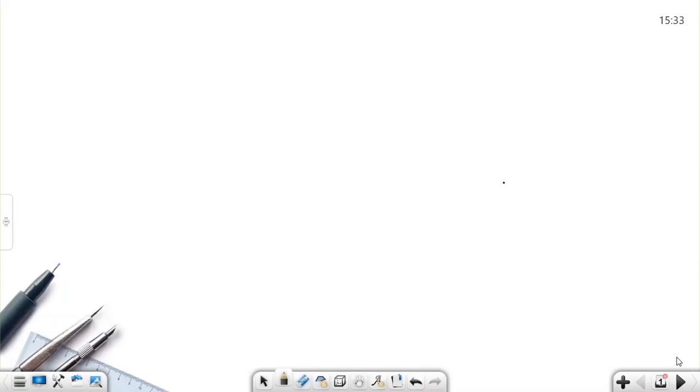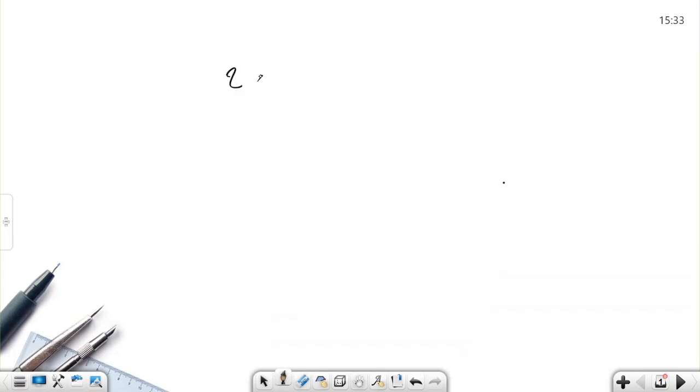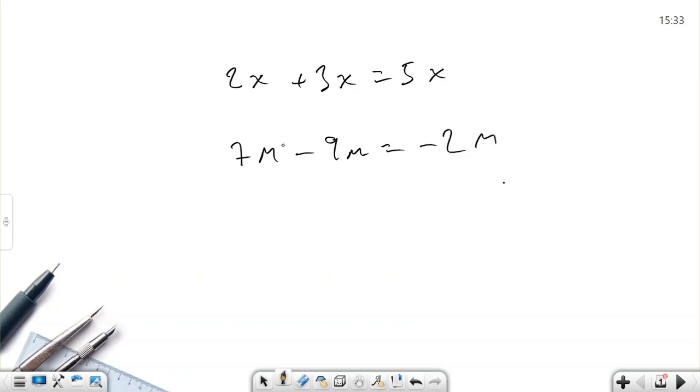Before starting the lesson, I want to remind you of something: like terms, and how we add them. If you remember, 2x plus 3x makes 2 plus 3, 5x. Or 7m minus 9m makes negative 2m, because we have like terms here, so we can add and subtract them. We can combine them, we can put them together.